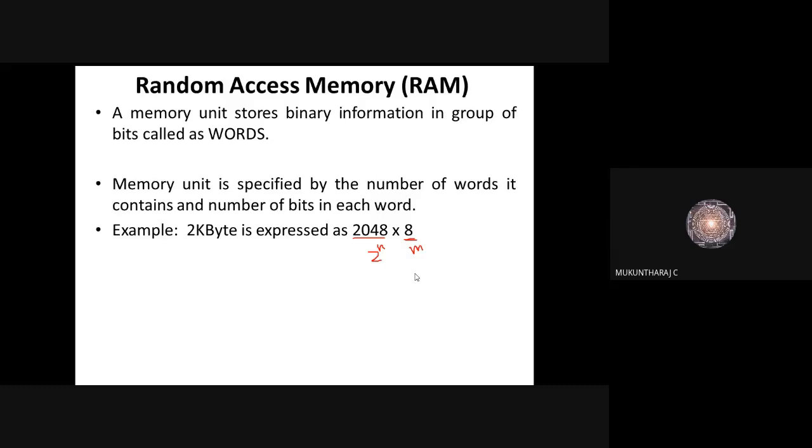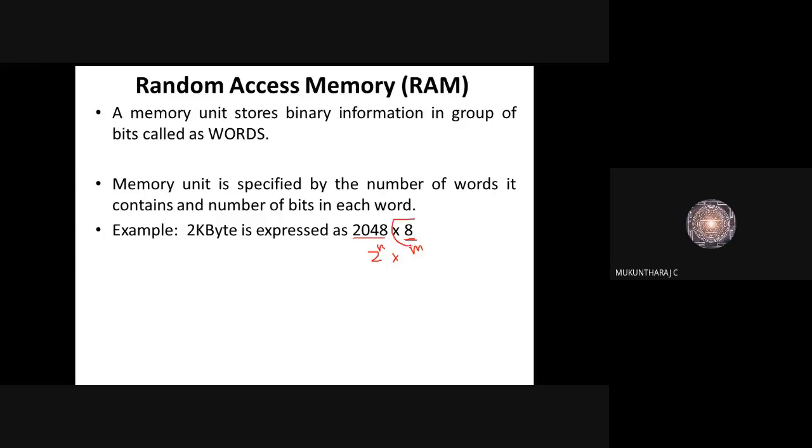So here we are giving the example 2 kilobyte. The 2 kilobyte represents the capacity of the memory. That 2 kilobyte can be expressed as 2048 into 8. Here 2048 represents 2 power n, 8 represents m, right? So 2 power n cross m.